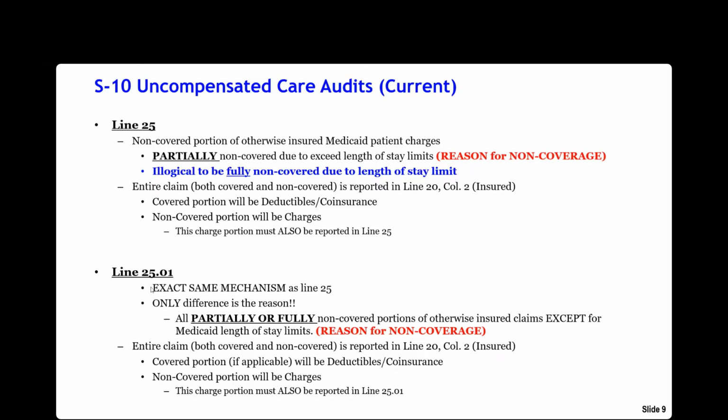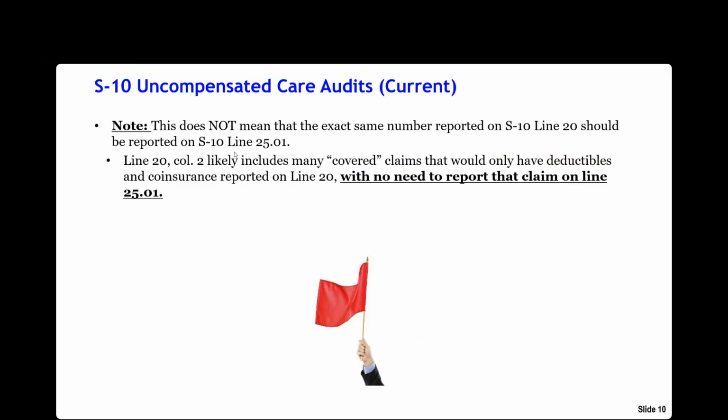First of all, the amount on line 25.01 or line 25 or the combination of the two should not be the exact same number reported on S10 line 20 column 2. That was absolutely not the intent. And that'd be very, very rare. I mean, that'd be unheard of to have all of your insured charges non-covered. Every single insured charge for every single patient, that's extremely unlikely. So for that reason, S10 line 20 is generally expected to be quite a bit higher than the sum of 25 and 25.01.